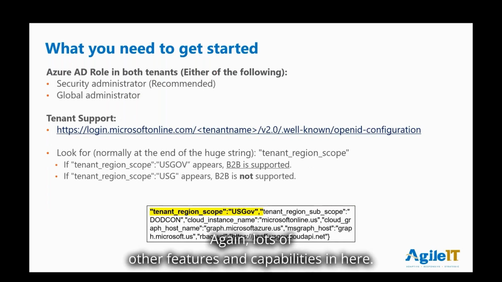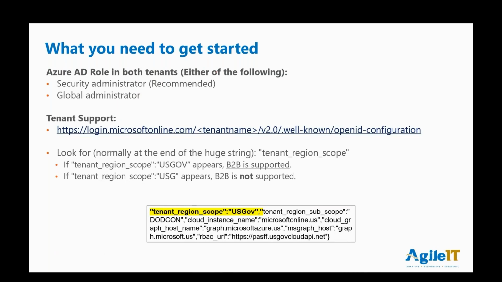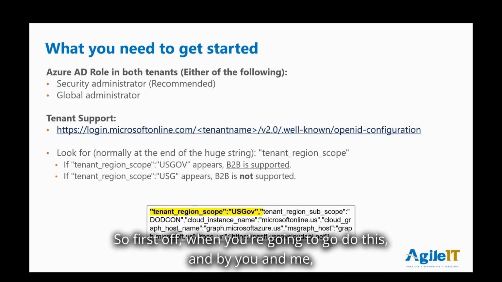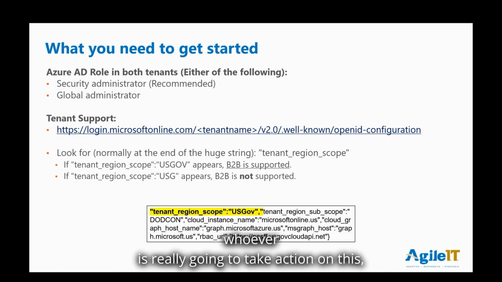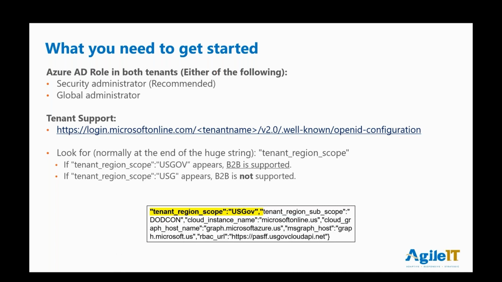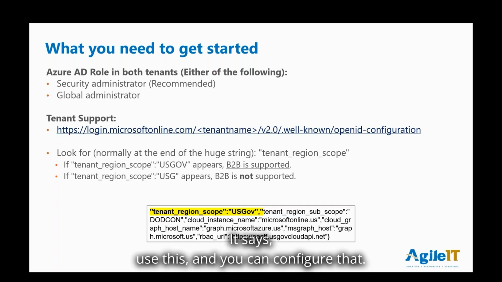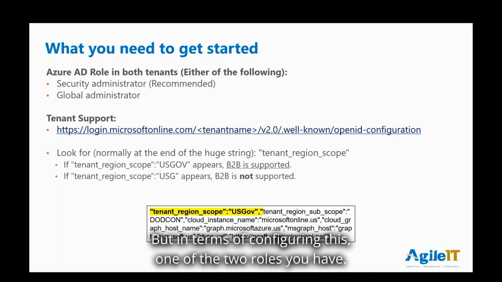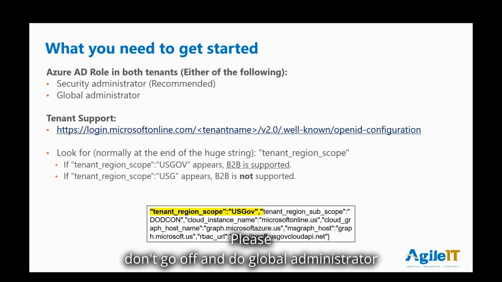Again, lots of other features and capabilities in here. I'm going to touch on a few of them, but there's just way too much to go through. So first off, when you're going to go do this, and by you, I mean whoever's really going to take action on this, one is know the roles. You'll see here I put security administrator as recommended, because as we do things like zero trust, try and do the lowest role possible. This is their documentation, says use this and you can configure that. Now, who can do the invitation for the guest? Well, that's normally user administrator. But in terms of configuring this, one of the two roles you have, please don't go off and do global administrator unless you really, really want to.